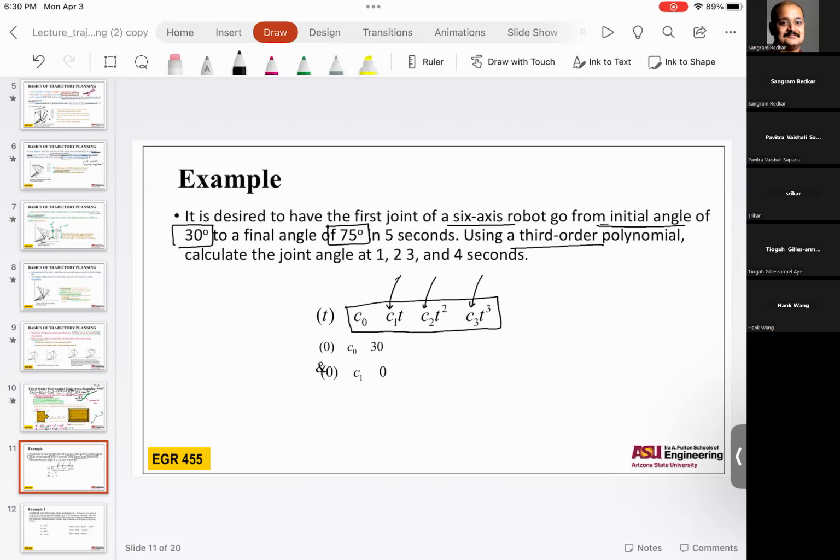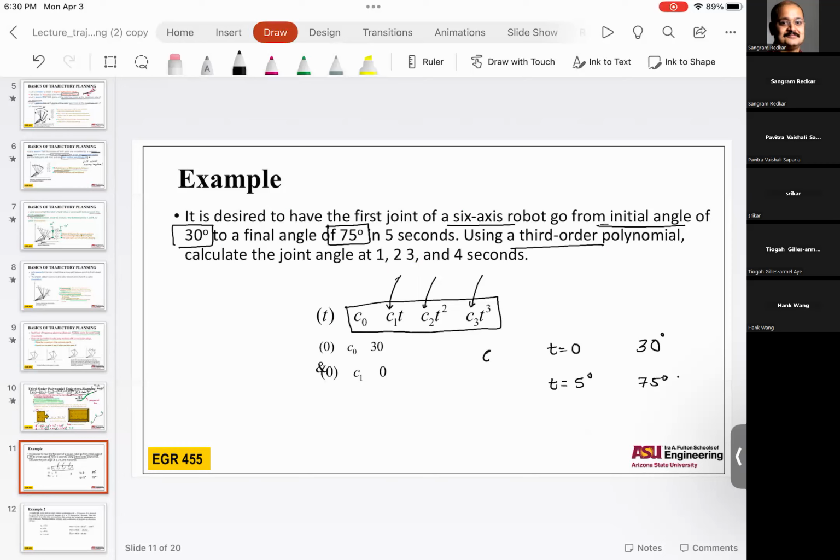And the classic way of solving this is to substitute the initial value, substitute the final value, and then take the derivatives and find out the values of the coefficients. So for an example, let's see what we have here. We have at t equal to 0, the initial value is 30 degrees. At t equal to 5 seconds, you have 75 degrees.